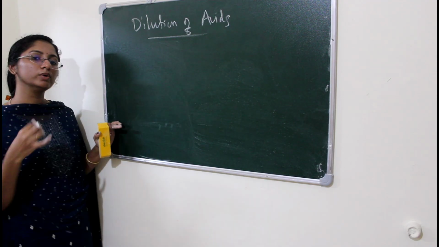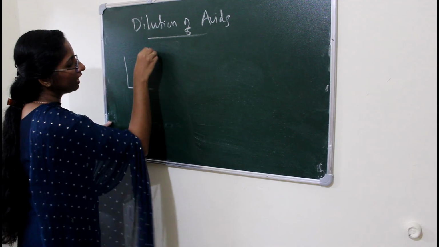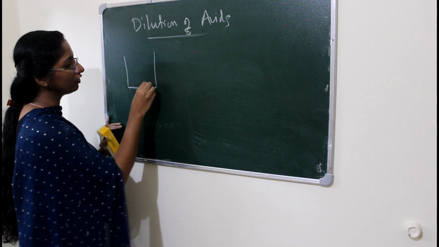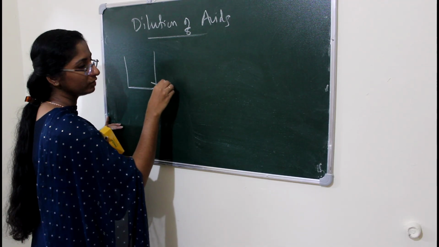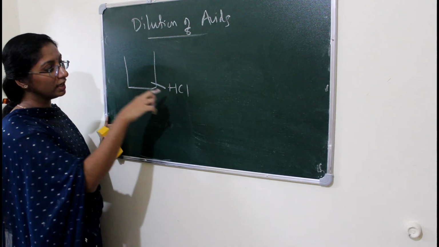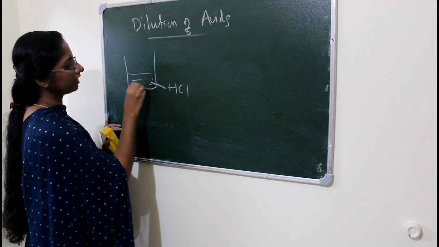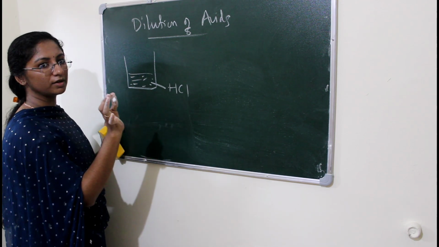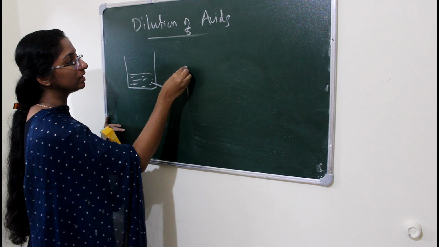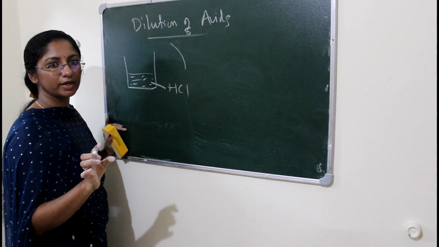So how can we dilute these acids? Let's consider the case. Okay, so in a beaker we are taking highly concentrated acid. Let's consider it as hydrochloric acid. It is a concentrated acid. So we have already taken this HCl in this beaker. What will happen? By the addition of water only we will get diluted hydrochloric acid, right?